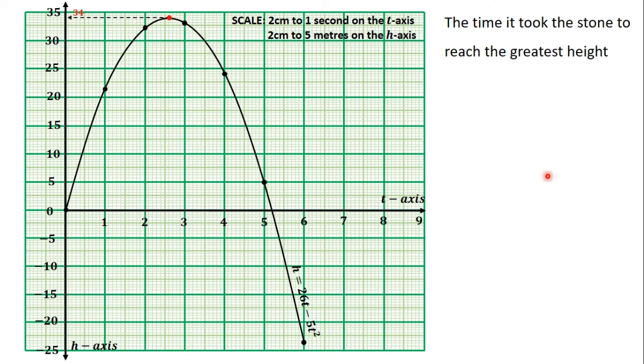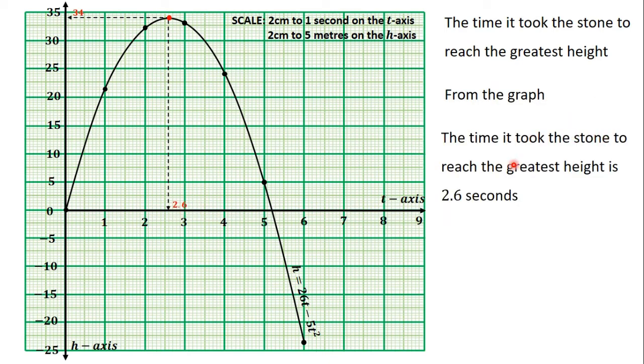Let's move on to the next part of the question, which says that we should find the time it took the stone to reach the greatest height. As we saw from the previous slide, at this point, the stone has reached the greatest height. To find the time it took the stone to reach this greatest height, we have to trace this point to the t-axis, which will give us the time. On my graph sheet, the value of t at this point is 2.6. So we can say that from the graph, the time it took the stone to reach its greatest height is 2.6 seconds. Don't forget that t is in seconds, so the time is 2.6 seconds.